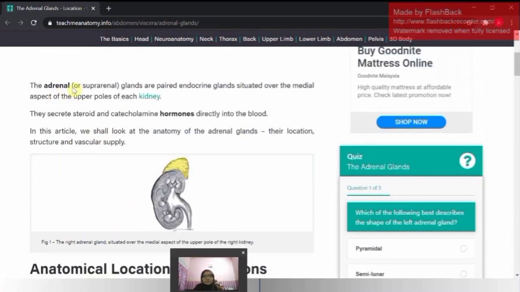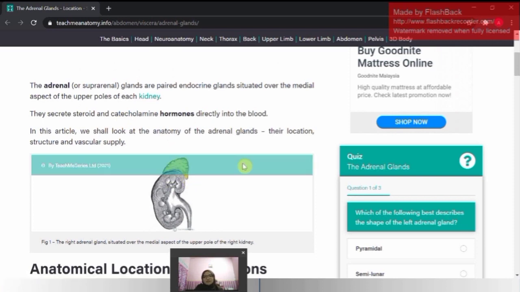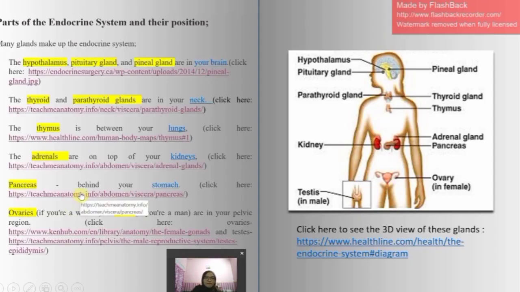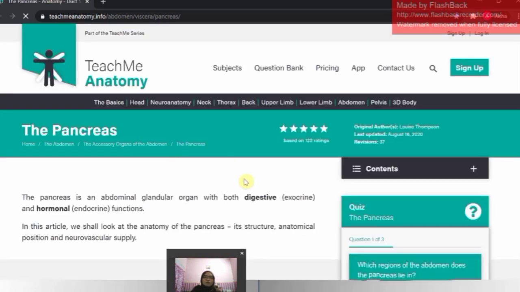Okay. Adrenal is actually known as suprarenal glands. This is because it is actually located adjacent to the renal, that is our kidney. Next we have the pancreas. The pancreas is located behind our stomach.